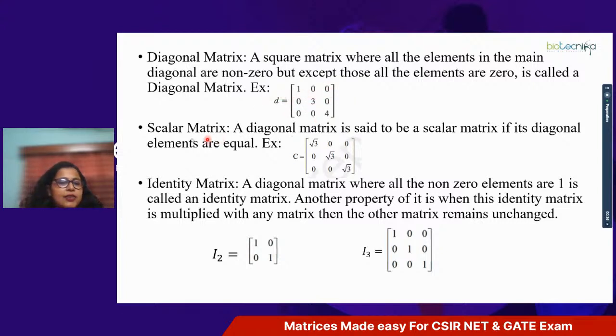Now let us come to the next, which is the scalar matrix. A diagonal matrix is said to be a scalar matrix if its diagonal elements are equal.